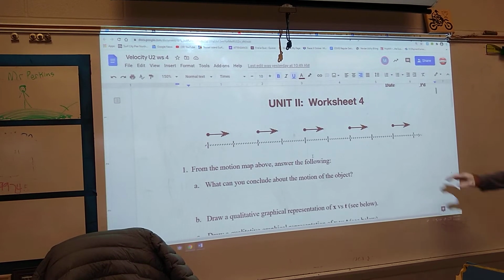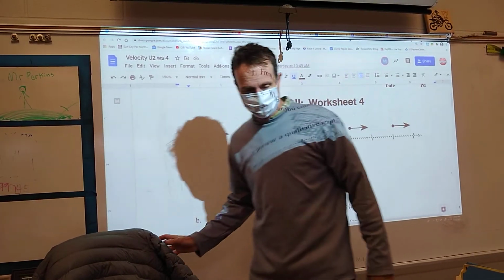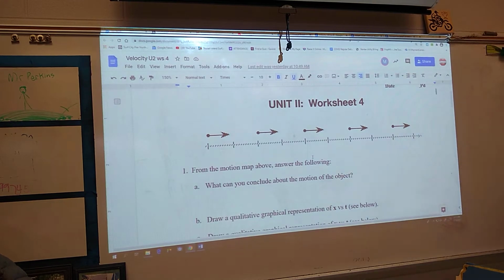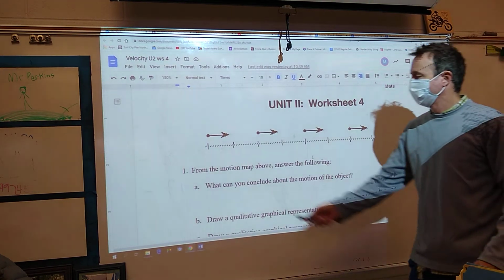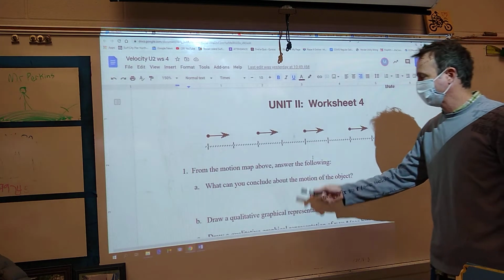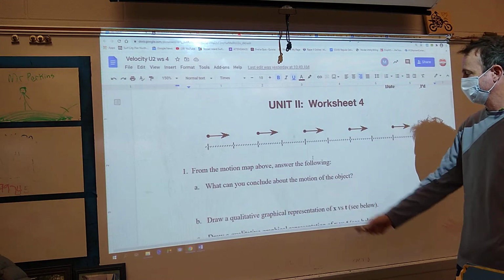All right, people, we're going to go over this Unit 2 Worksheet 4 as your homework from last night. So, let's see what we can do here. First problem, all these arrows are the same, all right? From the motion map, answer the following. What can you conclude about the motion of the object?